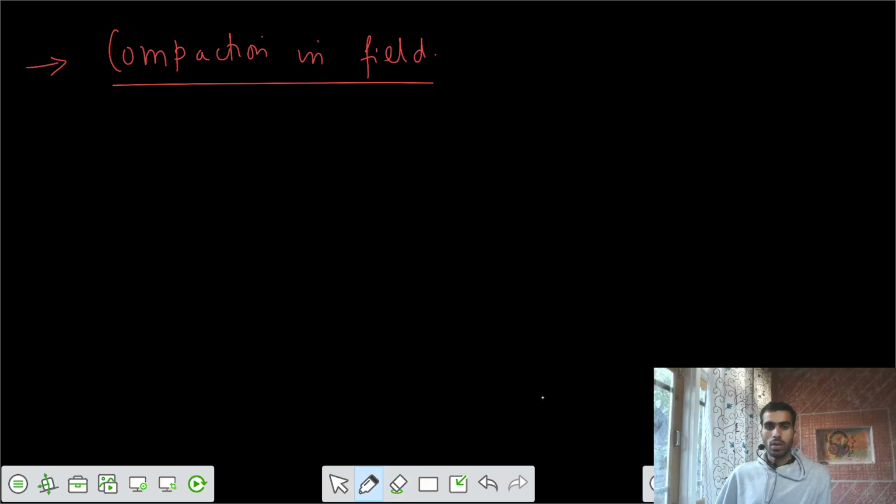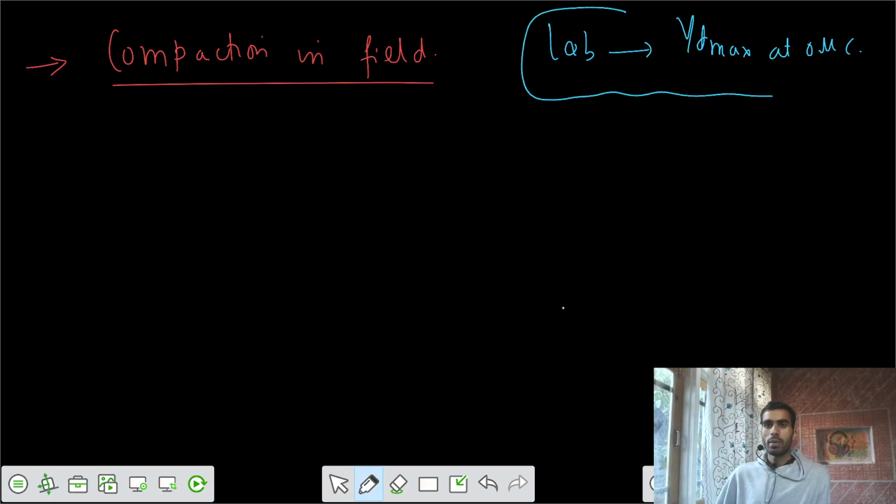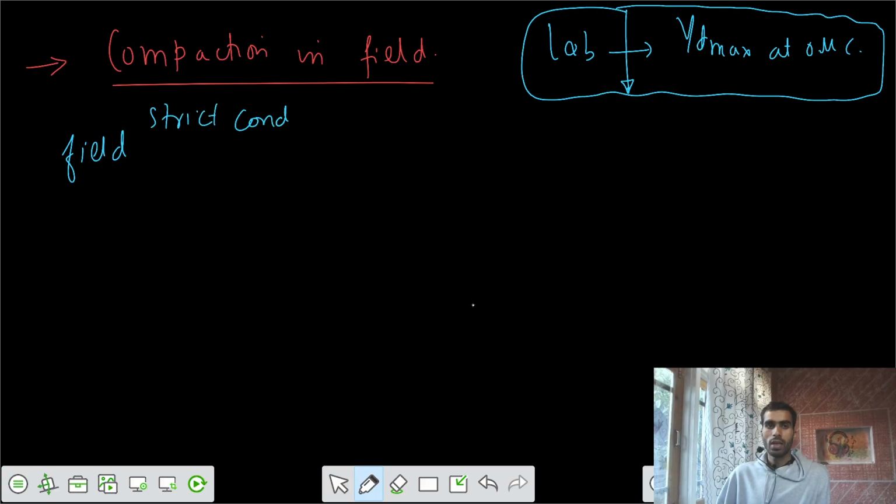In the lab, we had to achieve gamma D max at optimum moisture content. This was the goal, to achieve a particular value of gamma D max at a particular value of optimum moisture content. Now your field conditions are not strict. We don't have strict conditions in the field, which means we can have a little bit of leniency.